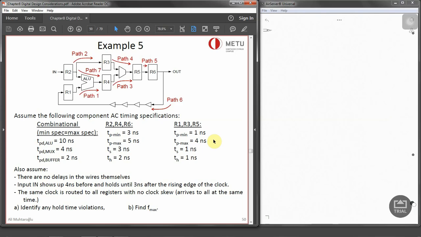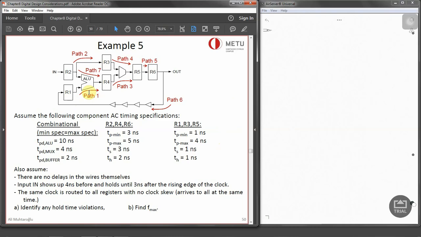We can identify the paths. So for example, path 1 is from R1 to R4, path 2 is R2 to R3, path 3 is R4 to R5, path 4 is R3 to R5, path 5 is R5 to R6, path 6 is R6 to R1, and path 7 is R2 to R4. Now we need to analyze each of them individually and find out their Fmax and the hold time violations. I'm going to go from the slides. Let's start with path 1.